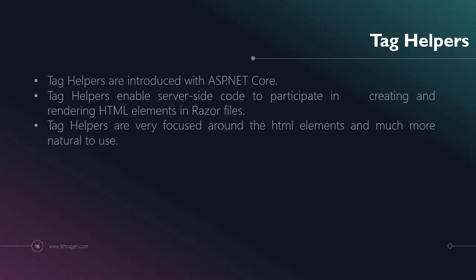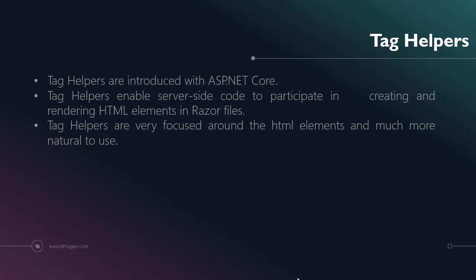Though there are similarities between Angular directives and tag helpers, there is a major difference. Tag helpers are for server-side rendering, while AngularJS directives are all about client-side rendering. Now you might be wondering how tag helpers compare to HTML helpers if you have worked with previous versions of .NET Core. HTML helpers are really just methods throughout your Razor markup. Tag helpers, on the other hand, are very focused around HTML elements and much more natural to use.